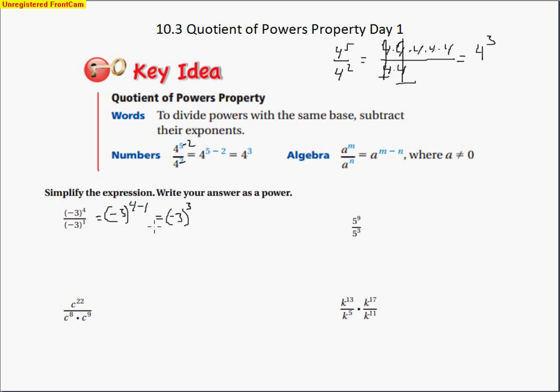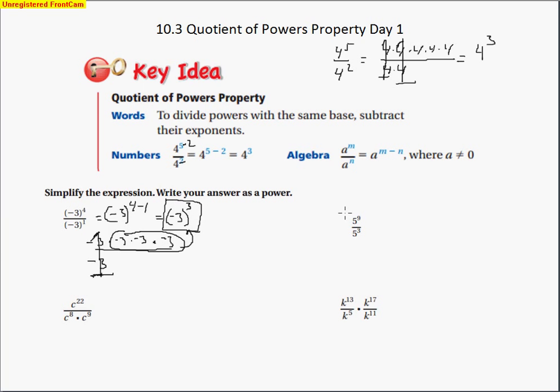From there, let's take a look at what it would look like if we had multiplied out those values. We've got 4 negative 3's being multiplied. Down below we just have 1 negative 3, and you can see how the negative 3 on the bottom will cancel out 1 on the top, leaving us with the number 1. And so that leaves us with these 3 negative 3's, and that's how we're getting this answer.